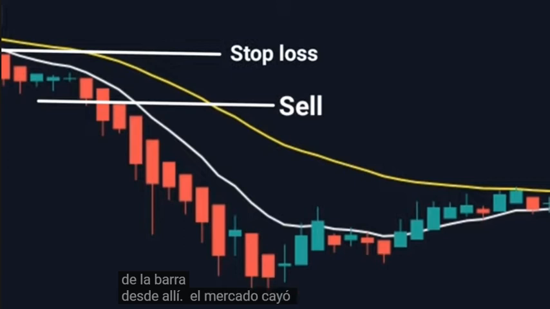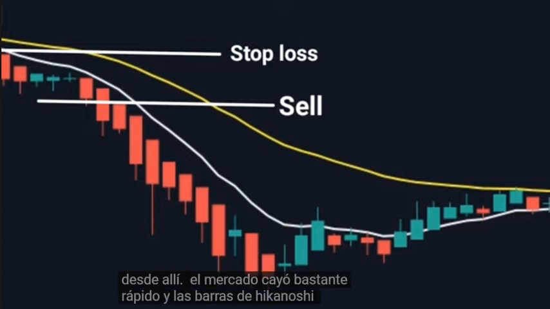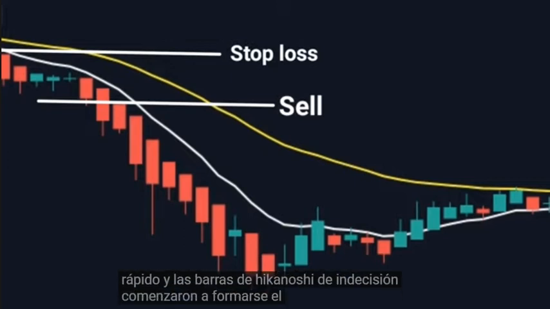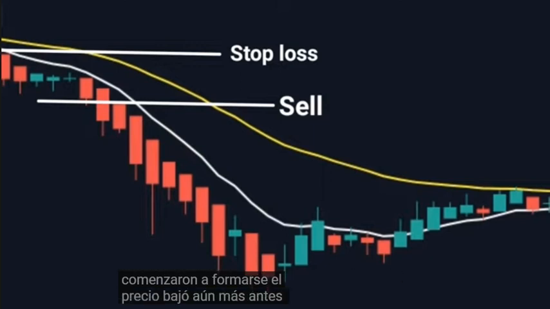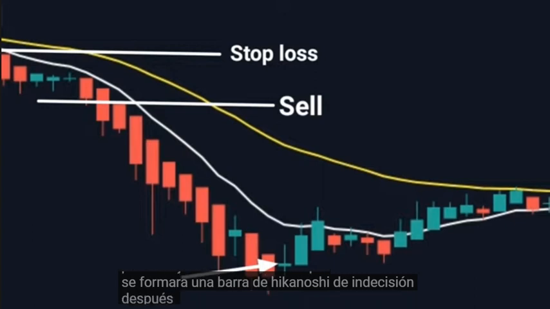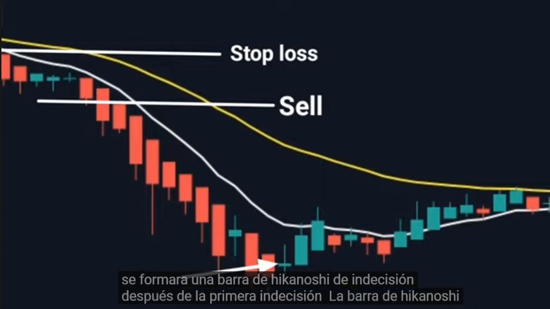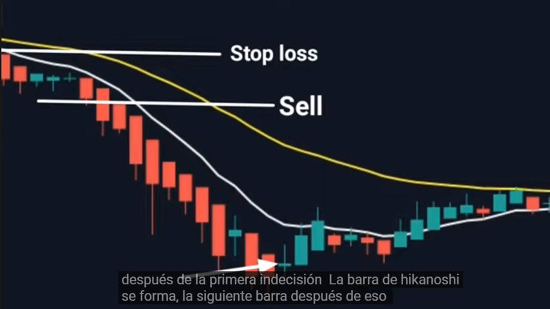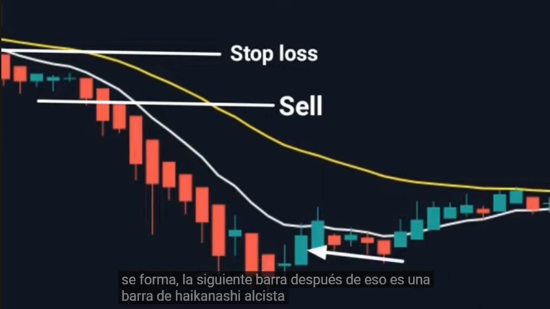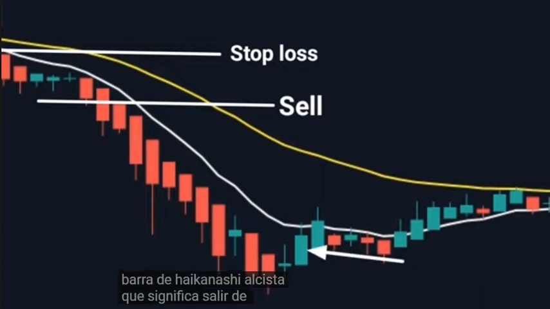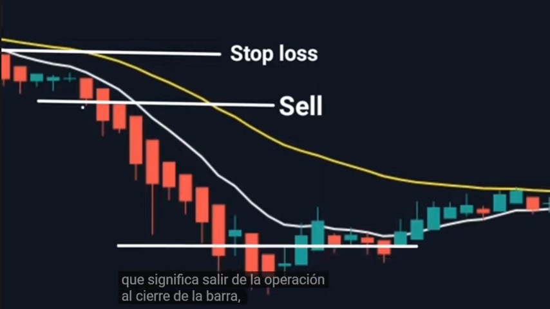From there the market dropped pretty quickly, and indecision Heiken Ashi bars started to form. Price did go down further, before an indecision Heiken Ashi bar is formed. After the first indecision Heiken Ashi bar is formed, the next bar after that is a bullish Heiken Ashi bar. That means to get out of the trade at the close of the bar.